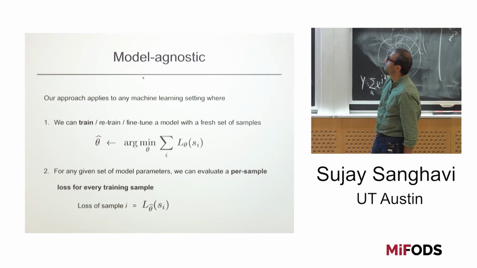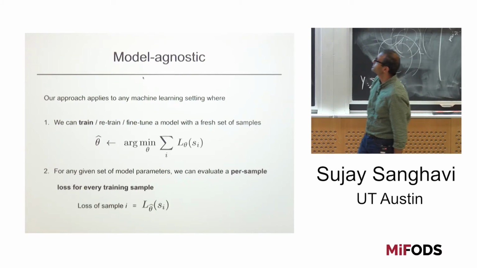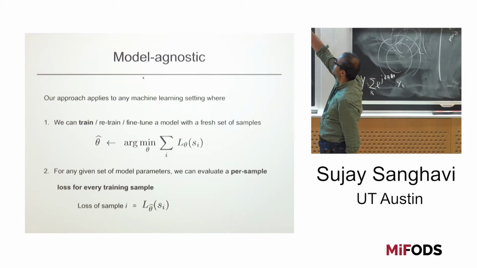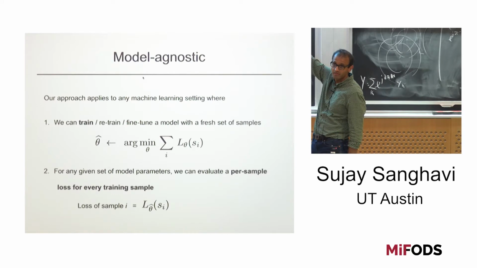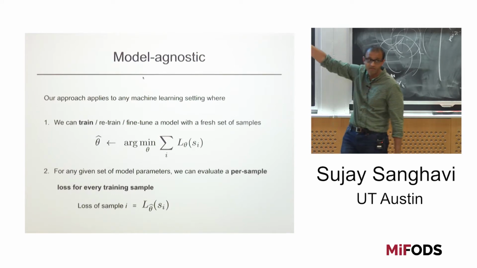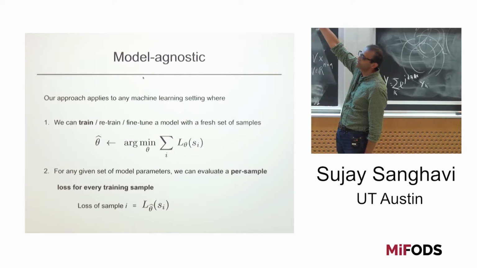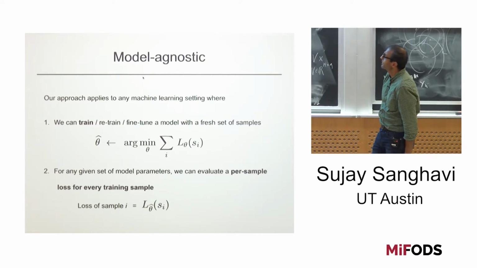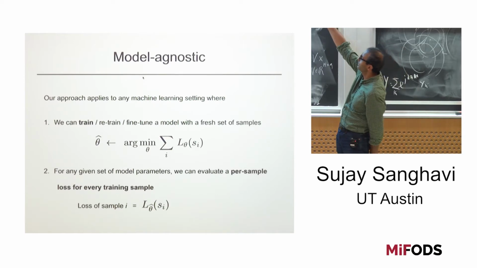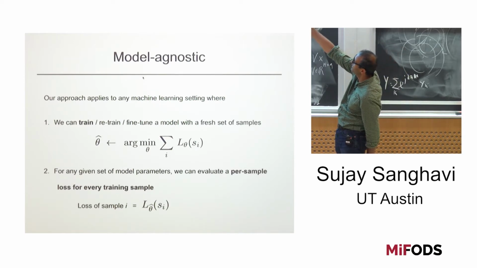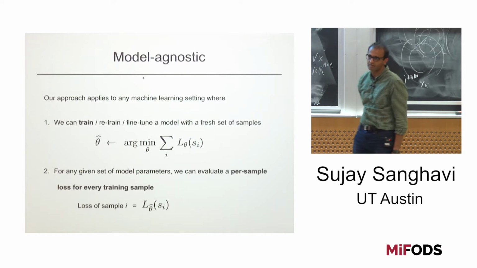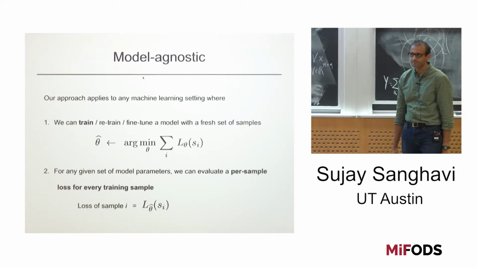More specifically, we look at the case where there are samples S_i, and there is some loss function that depends on the model parameters theta. The way you would train a model is to minimize this loss function, which is the sum of the losses over the samples. And correspondingly, for any fixed theta, there is a loss of sample i, which is L theta hat of i.